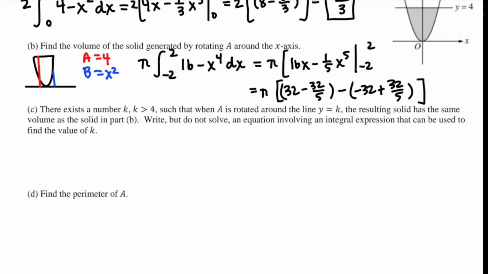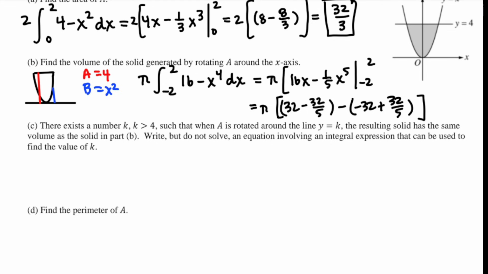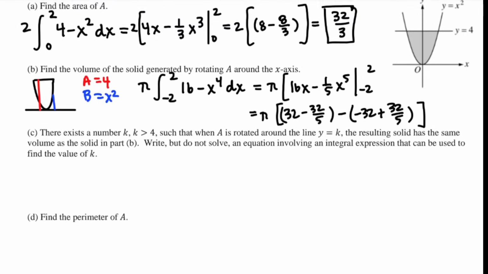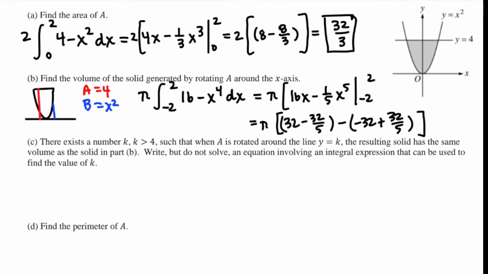There exists a number k greater than 4, such that when A is rotated around the line y equals k, the resulting solid has the same volume as the solid in part B. Right? But do not solve an equation involving an integral expression that can be used to find the value of k. Okay, I don't remember this one. Now, if you were really concerned about the simplification here, you could just copy that bad number that I obtained in part B. But I do think I'm going to want to simplify this just for the sake of not having to write it all that much.